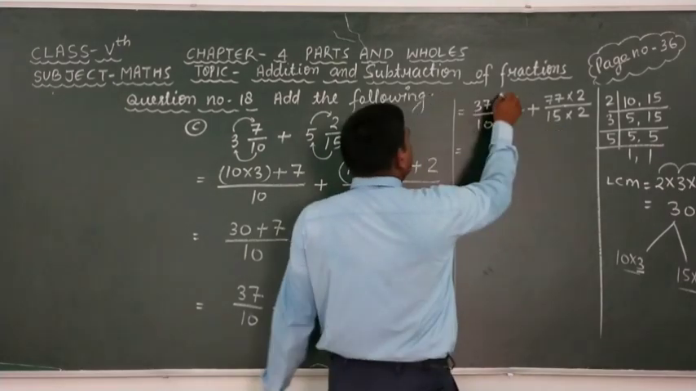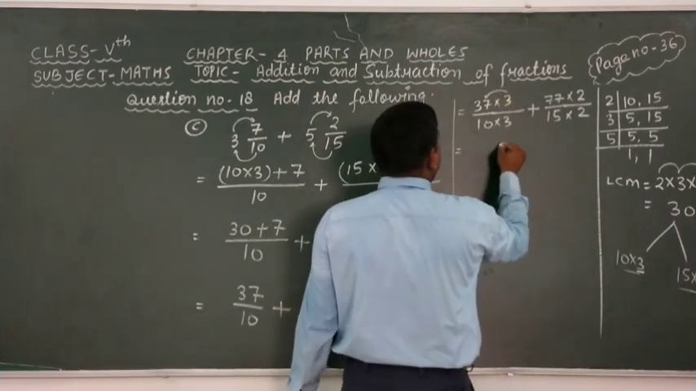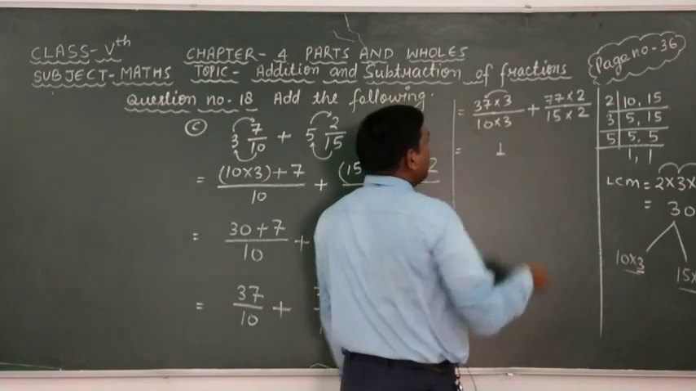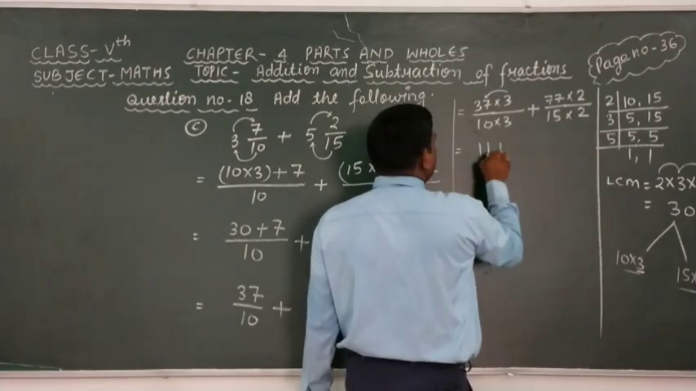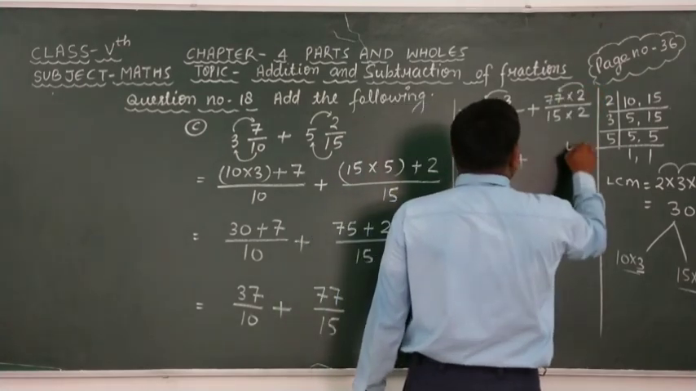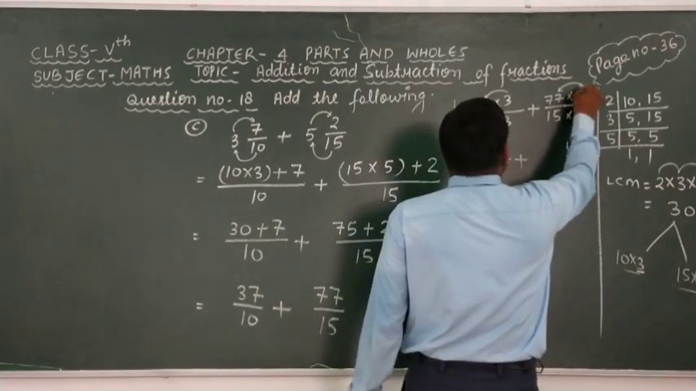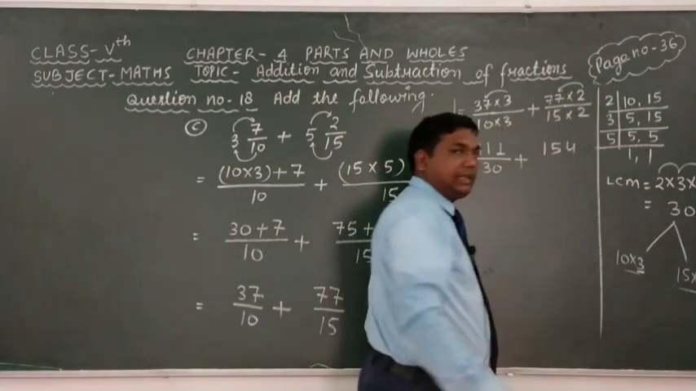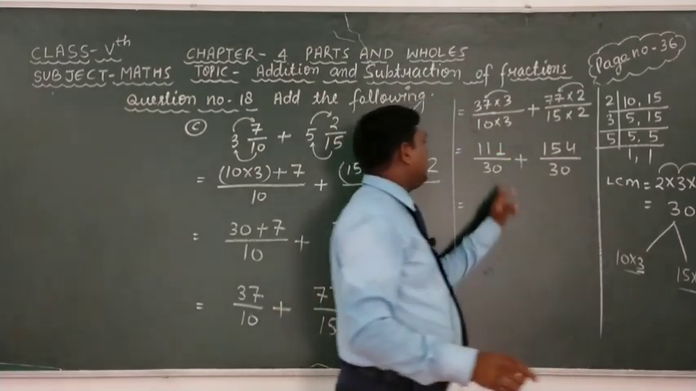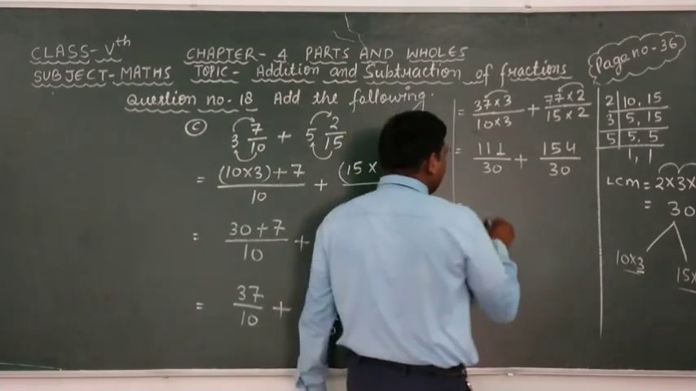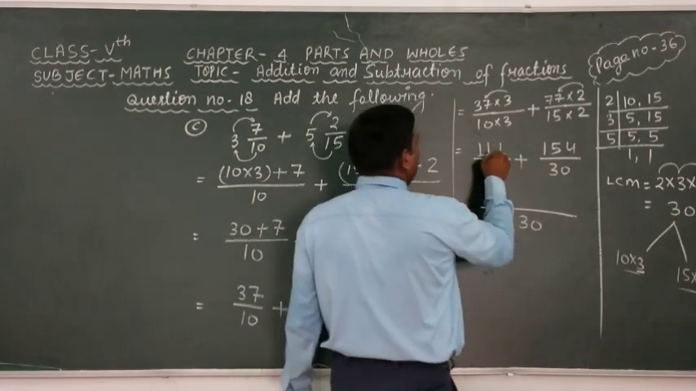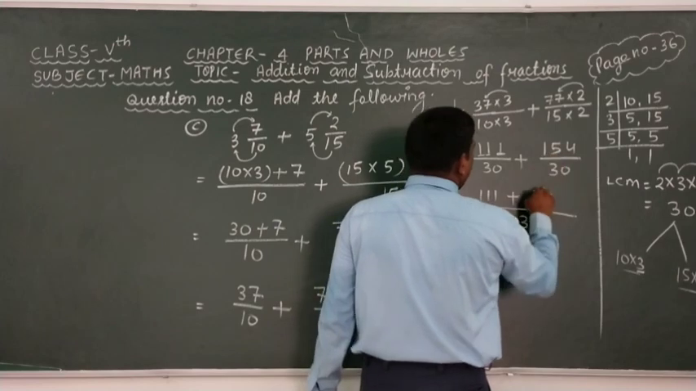After multiplying these we get 3 times 7 is 21, 1 carry 2. Dear students, please keep in mind, here we get carry 2. 3 times 3 is 9 plus 2 is 11 over 10 times 3 is 30. Plus 2 times 7 is 14, 4 carry 1, 2 times 7 is 14 plus 1 is 15, over 30. Here we get 30 and 30 as same denominators. Therefore we take 30 only one time, then add 111 plus 154.